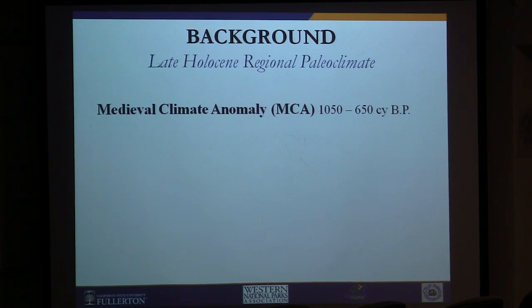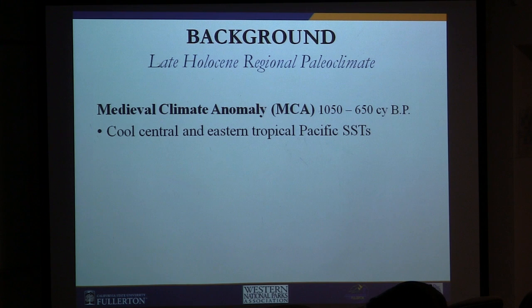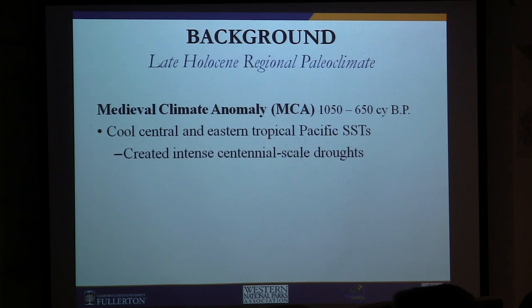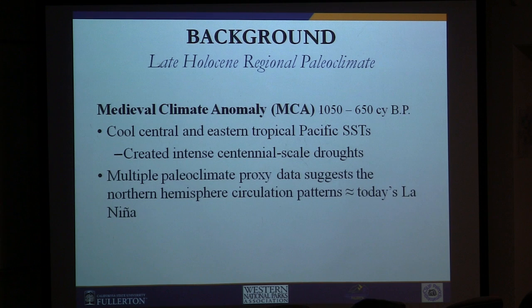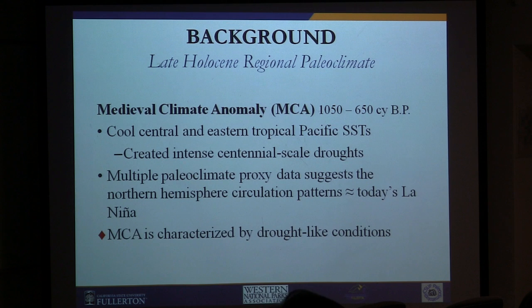We have in our core covered 12,000 years, and it has two specific time phases, for lack of a better word. We have the medieval climate anomaly here, which is the bottom of our core. It is characterized by cool central and eastern Pacific sea surface temperatures. This created intense centennial scale droughts. Multiple paleoclimate proxy data suggests the northern hemisphere circulation patterns are approximately equal to our La Nina conditions. So in a nutshell, the MCA is characterized as drought-like conditions.